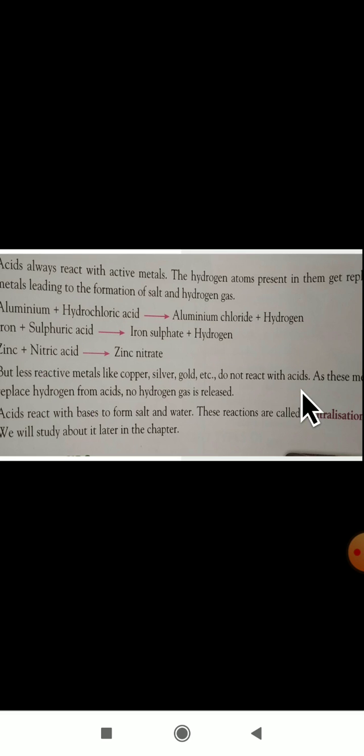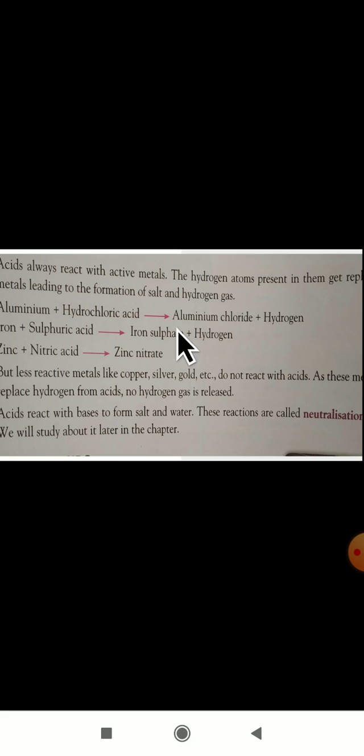Next we will see here, acids always react with the active metals. It will react with iron and aluminium. The hydrogen atom present in them gets replaced by the metals, leading to the formation of a salt and hydrogen gas. We will take the example of aluminium plus hydrochloric acid, HCl. Aluminium is a metal and hydrochloric acid is an acid here.